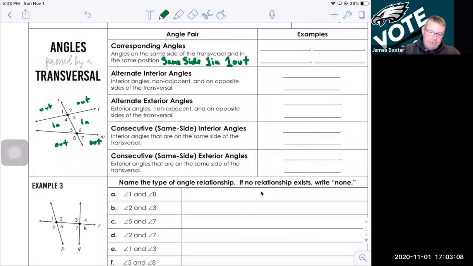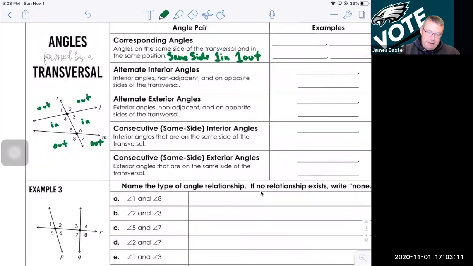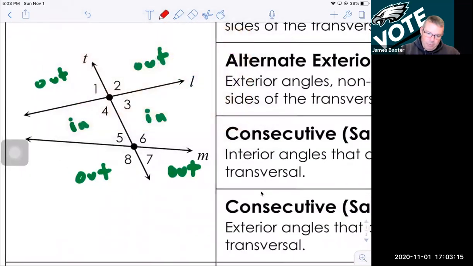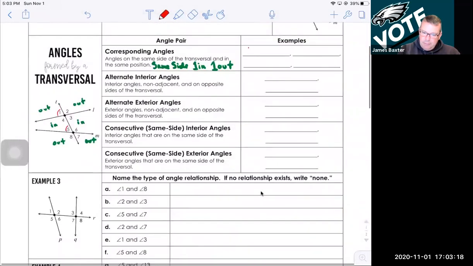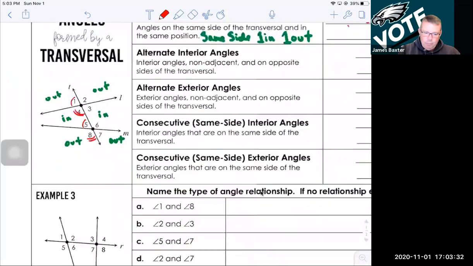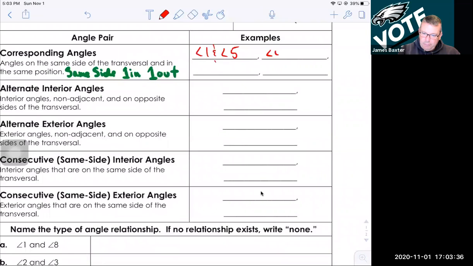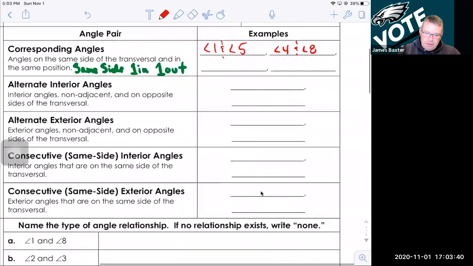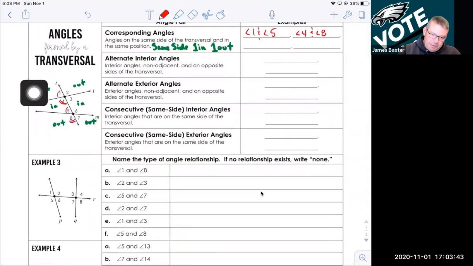So same side of the transversal. Some examples here: I zoom in, I can go with angle 1 and 5. So angle 1 and angle 5. And on the same side of that transversal, another set of corresponding angles are 4 and 8. So one in, one out, same side, angle 4 and angle 8. Now I'm going to jump to the other side of that transversal. So now I'm working on this side, one out, one in. It's going to be angle 2 and angle 6. And another set is going to be the final set here for corresponding. Again, same side, one in, one out. I'm going to go with 3 and 7.